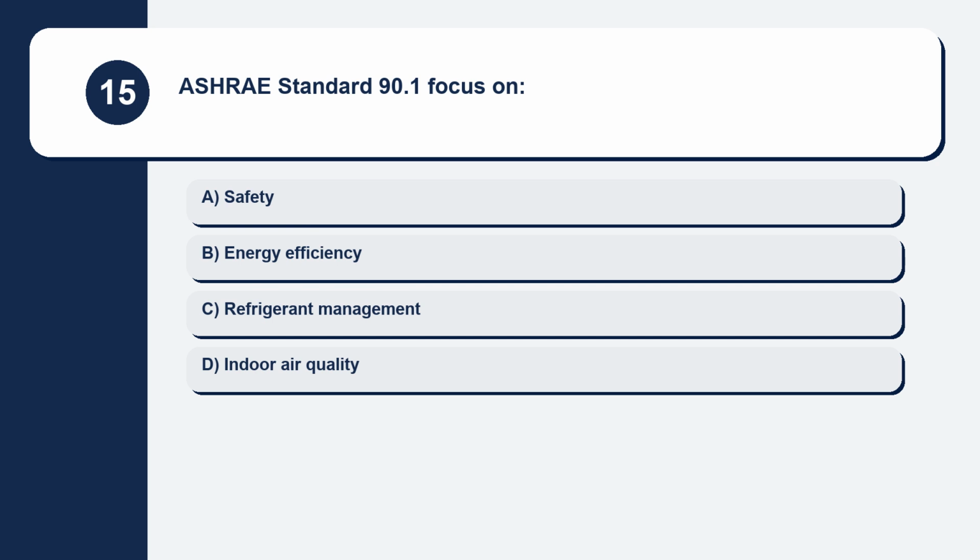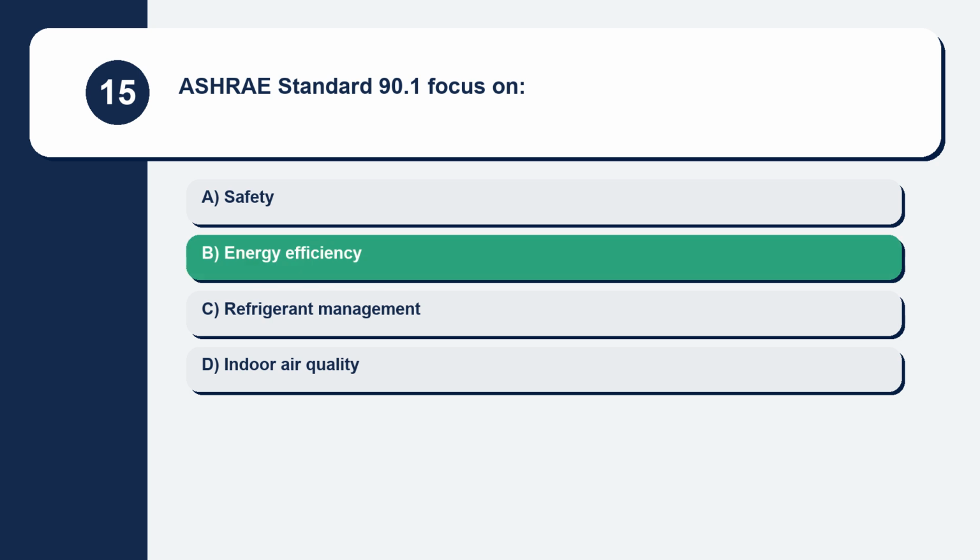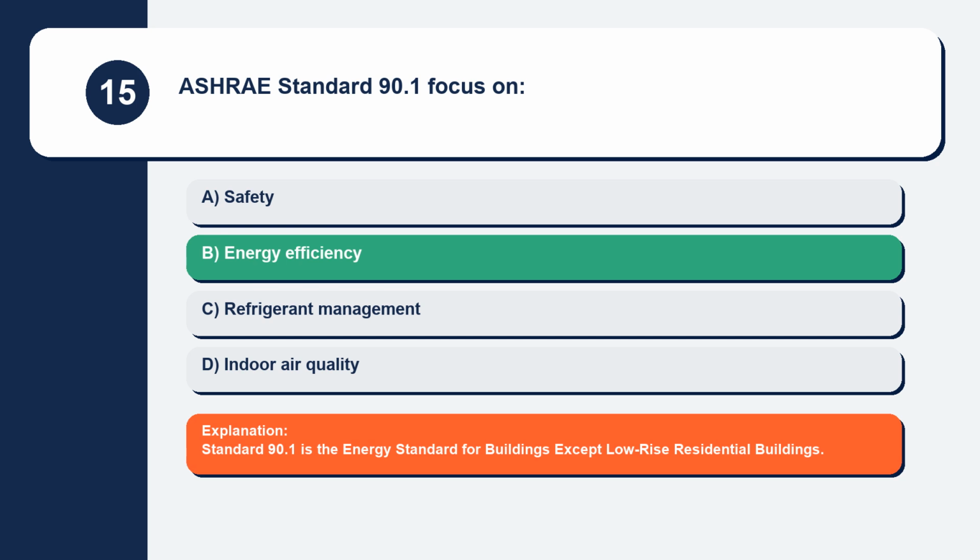Question 15. ASHRAE Standard 90.1 focuses on: safety, energy efficiency, refrigerant management, indoor air quality. Standard 90.1 is the energy standard for buildings except low-rise residential buildings.